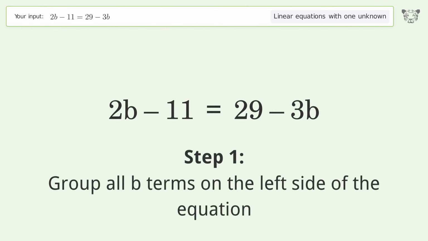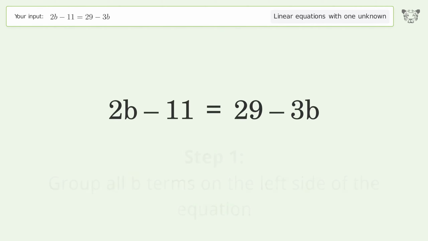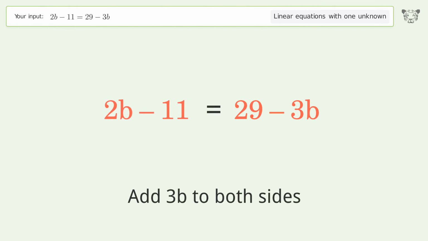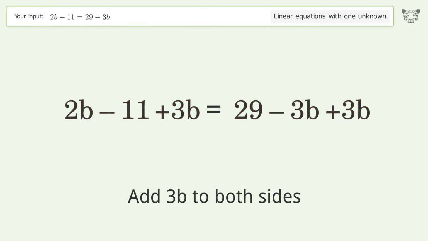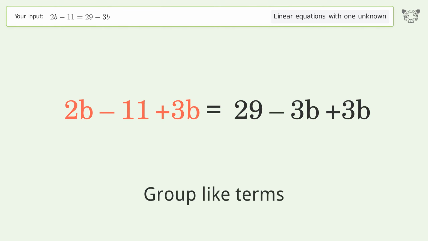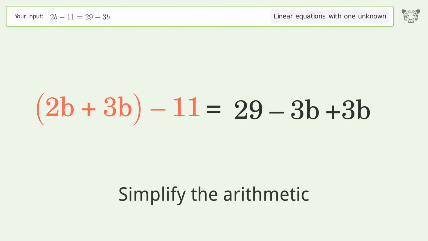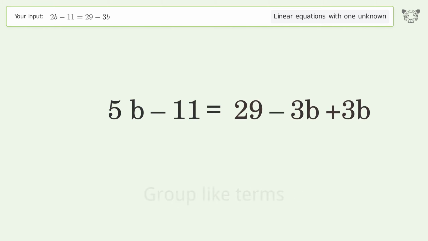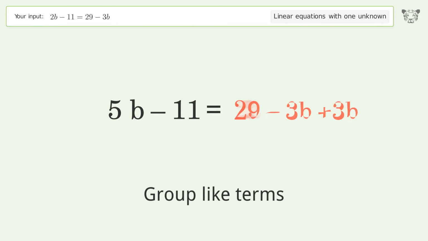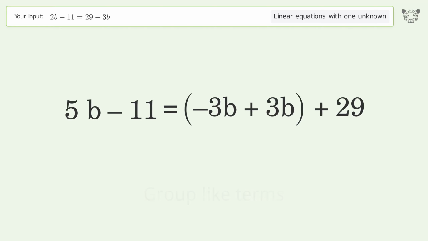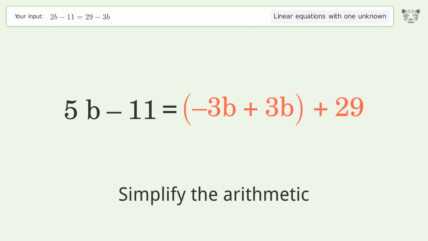Group all b terms on the left side of the equation. Add 3b to both sides. Group like terms. Simplify the arithmetic. Group like terms. Simplify the arithmetic.